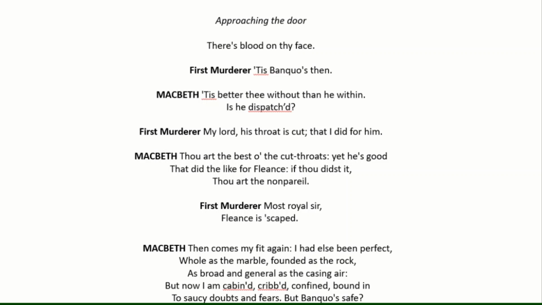The murderer reveals that Fleance has in fact escaped, and Macbeth has a moment again of fear. He says that he's scared again, and if Fleance was dead, he would have been perfect, solid as a piece of marble, firm as a rock, as free as the air. But now he's imprisoned by doubts and fears. Okay, let's get some annotations.